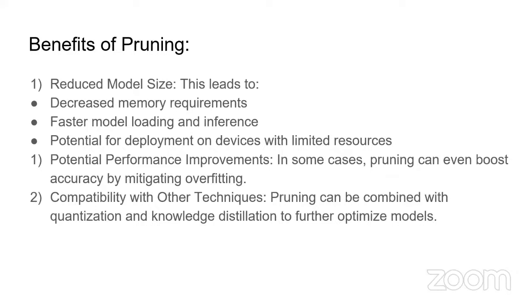Then there is faster model loading and inference. Smaller models can be loaded into memory more quickly, as compared to the larger models. And the inference process becomes faster due to fewer computations also, since the smaller model will have fewer parameters as compared to the larger models.